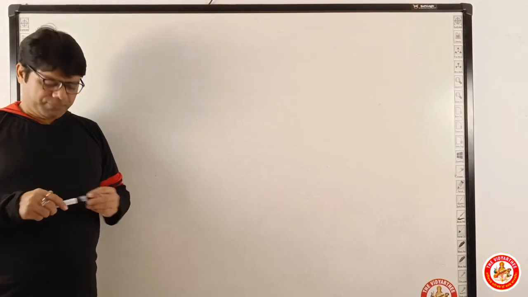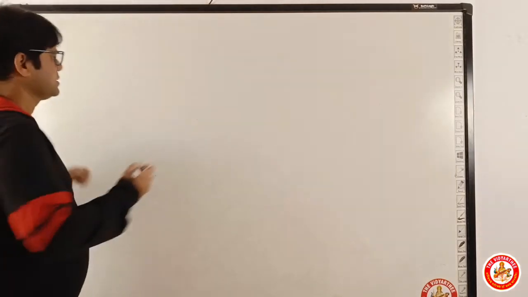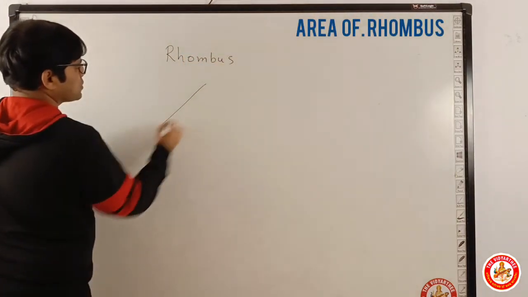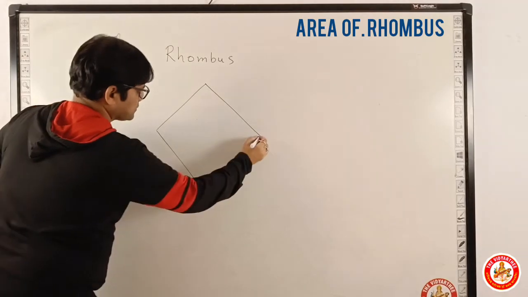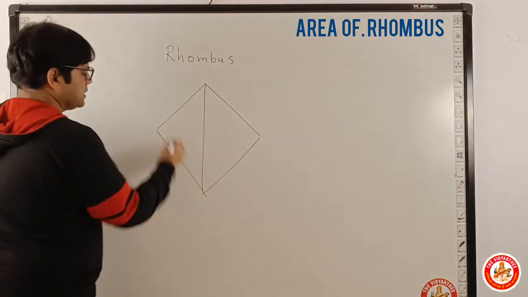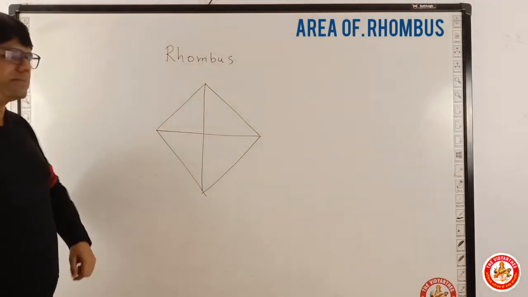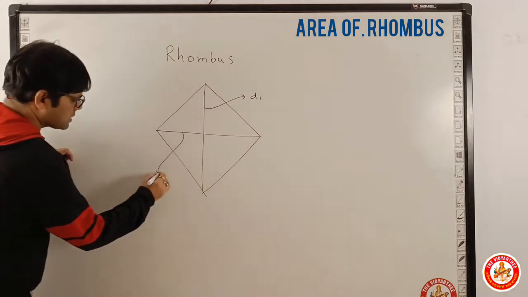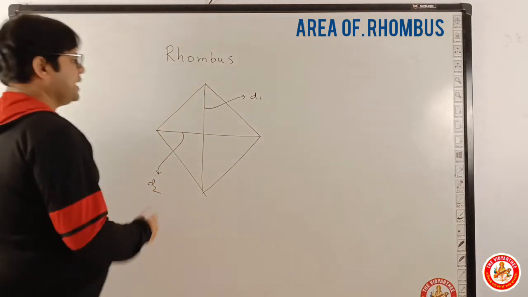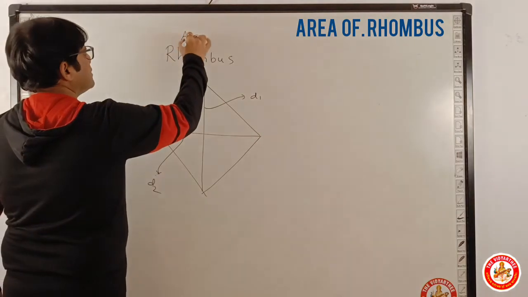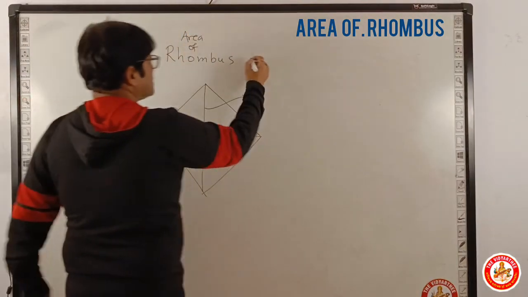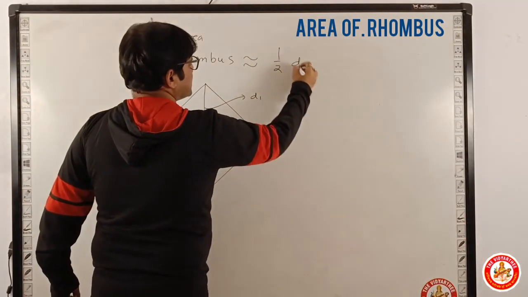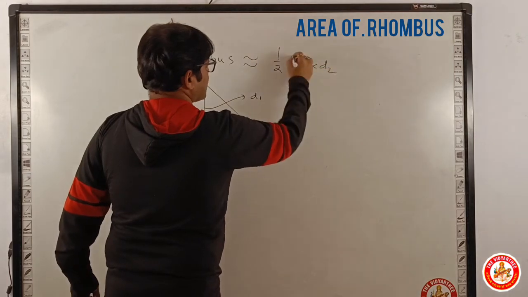Let us take the area of a rhombus. Now, how does a rhombus look like? Rhombus looks like this. See, there is one dimension which is different from a square, the diagonals. This is diagonal 1, this is diagonal 2. So, the area of a rhombus will be equal to half into d1 into d2.